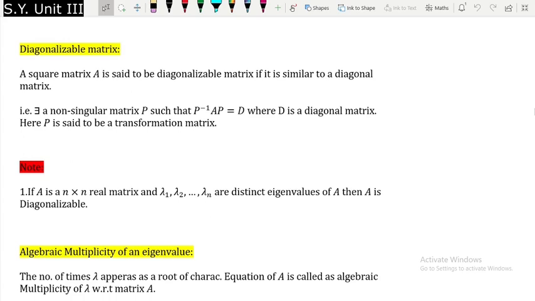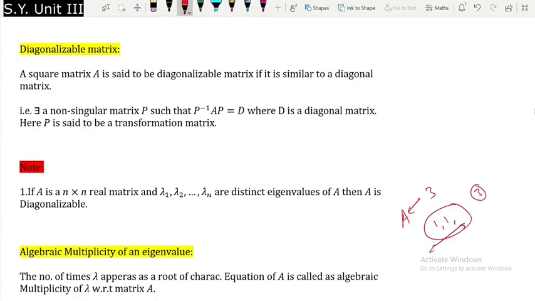Suppose the order of the matrix is 3 and the eigenvalues are 1, 1 and 1. There is only one distinct eigenvalue, so the eigenvalue is repeated. How many times is it repeated? 3 times. Therefore the algebraic multiplicity of the eigenvalue 1 is 3.